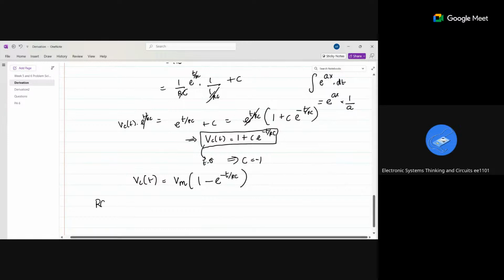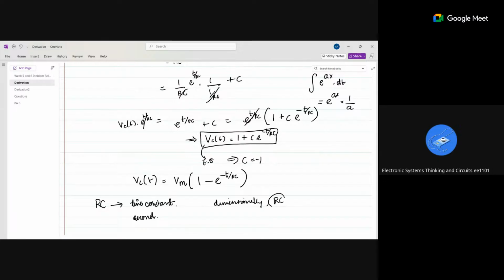Here, what is RC? It's the time constant. Its unit is? Second. Yes. So dimensionally speaking, RC's unit is second.